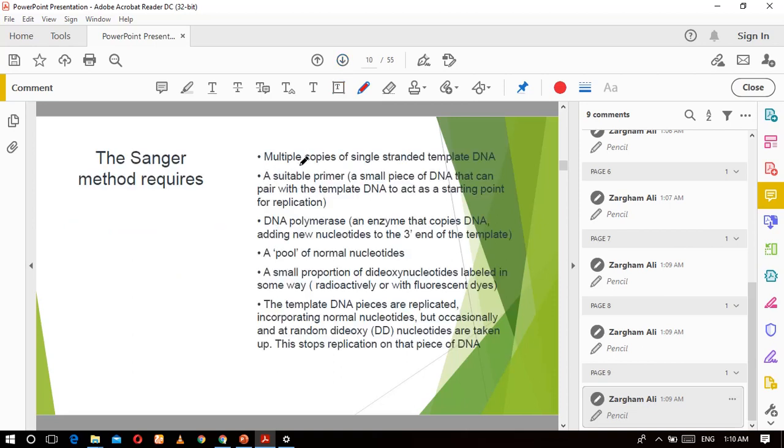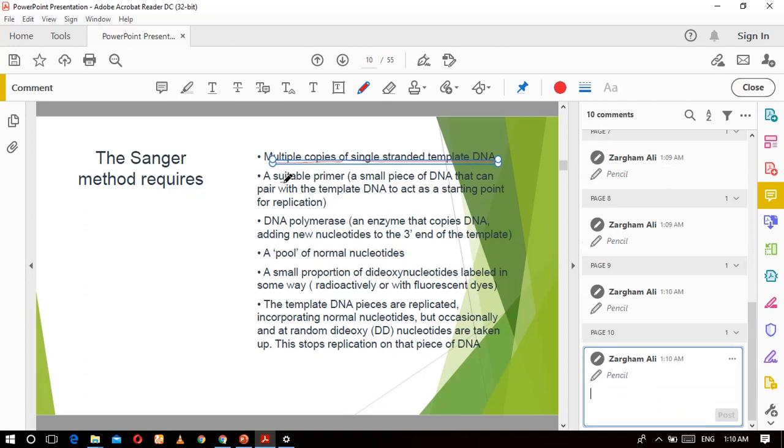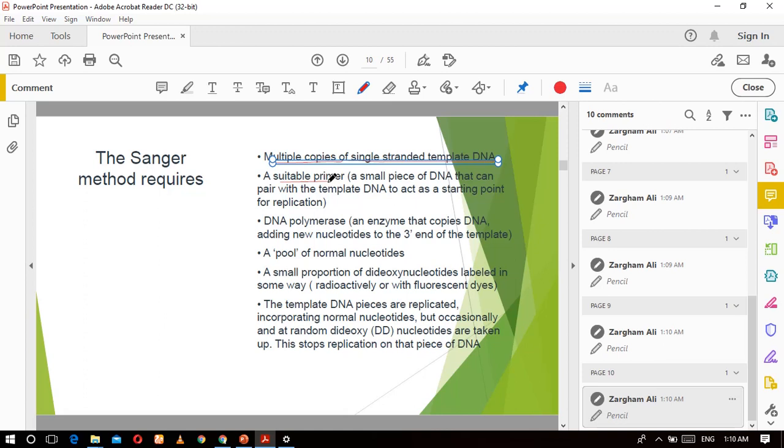The Sanger method requires a large number of copies of single-stranded template DNA. A suitable primer should be there, which pairs with the template DNA and acts as a starting point for replication. DNA polymerase incorporates new nucleotides at the 3 prime end.